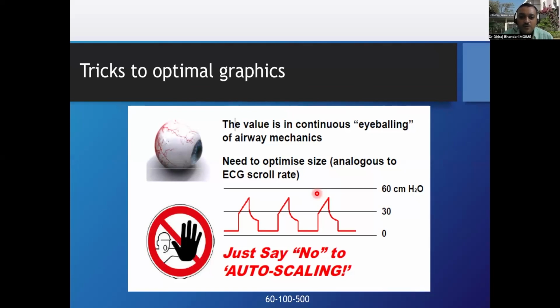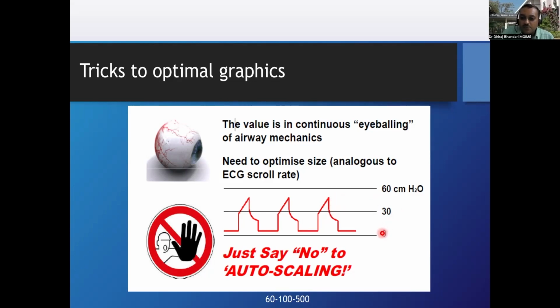But the most important thing, before I go to the scalar description, is that we need to say no to auto scaling. Now, what do we mean by auto scaling? If you look at most ventilators, in most ICU setups, many times you will see that they are on auto scale mode. Now, what do I mean by auto scale mode?